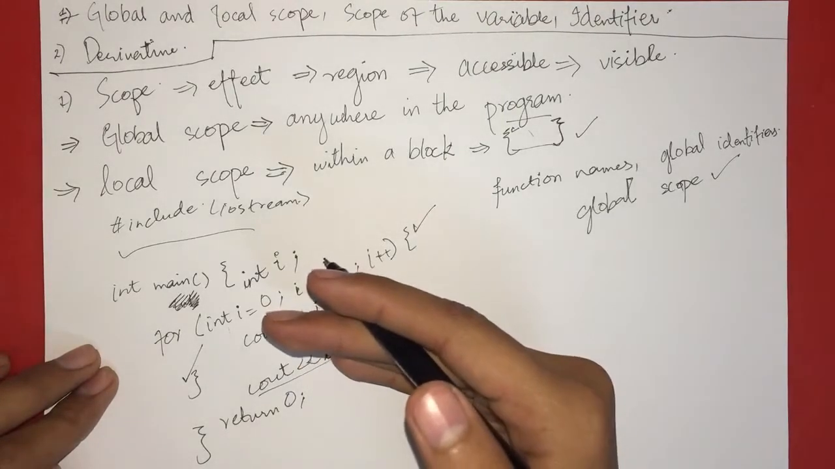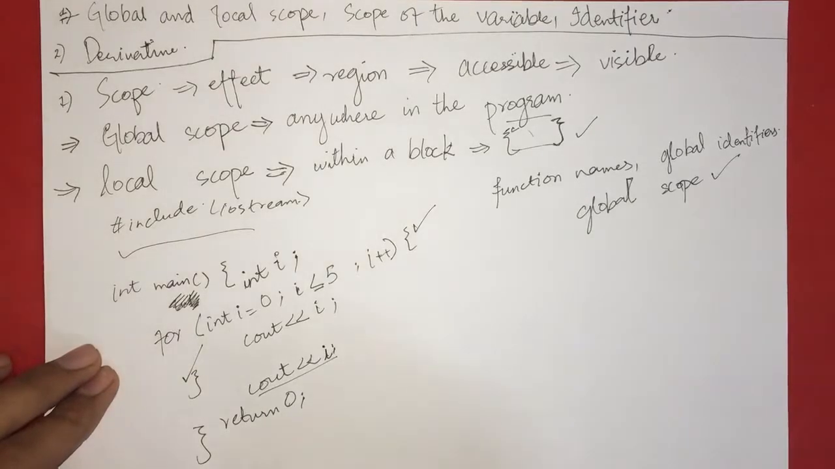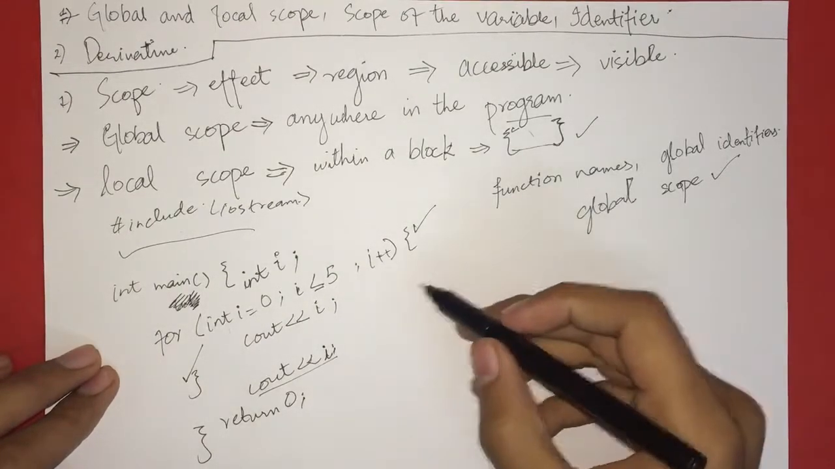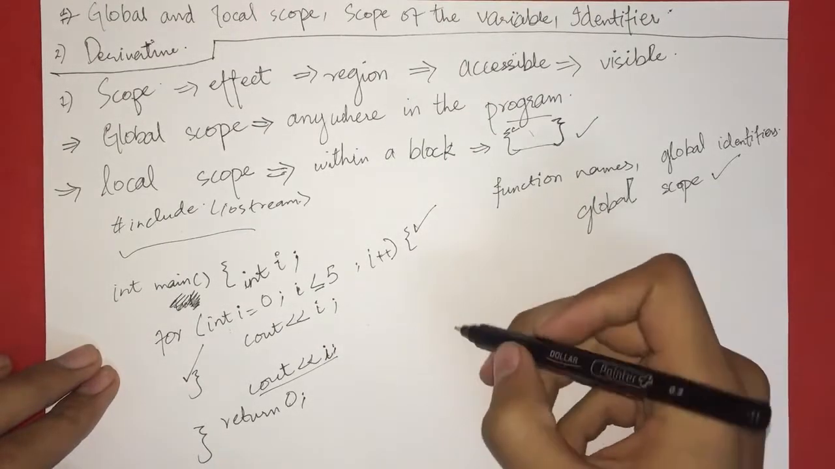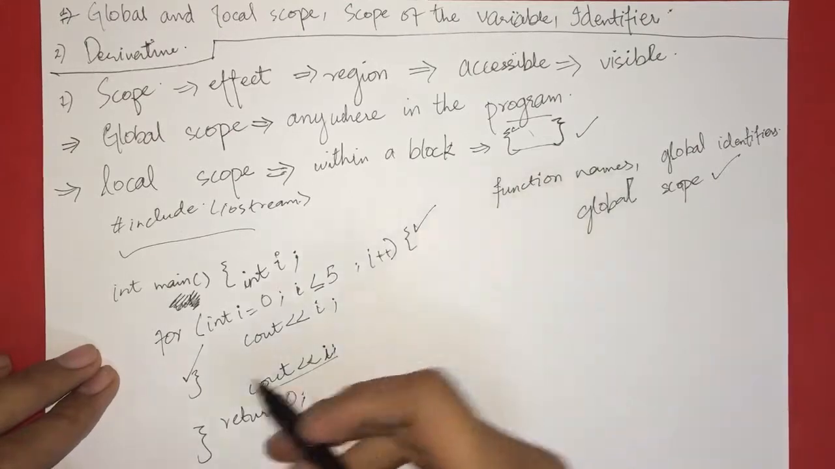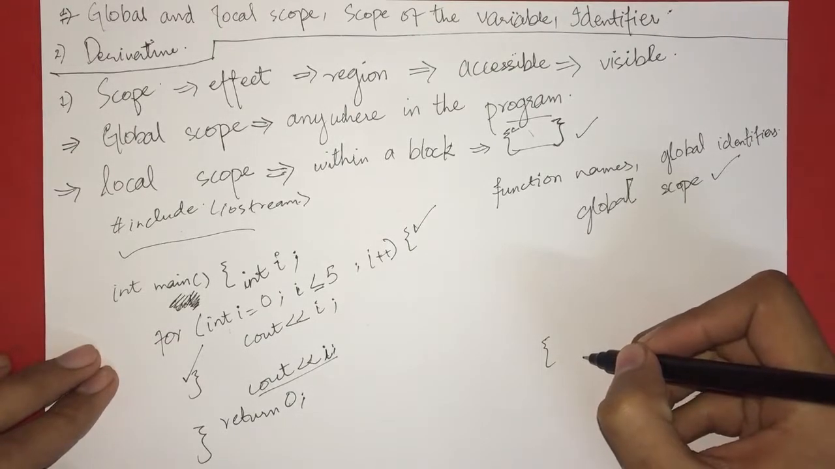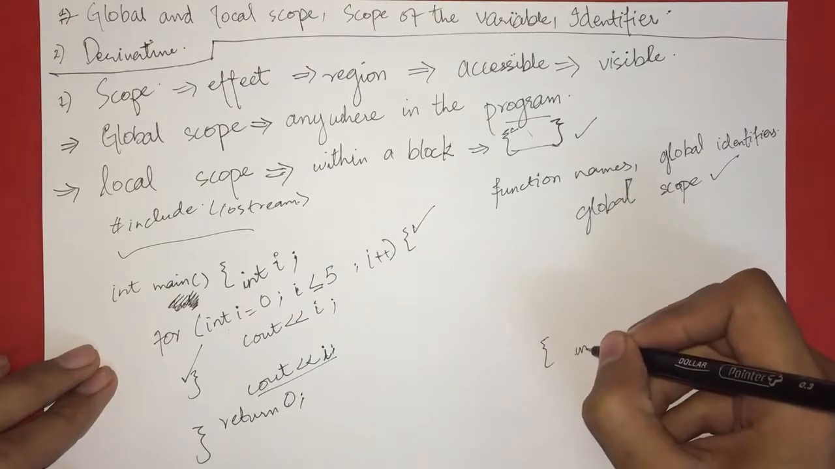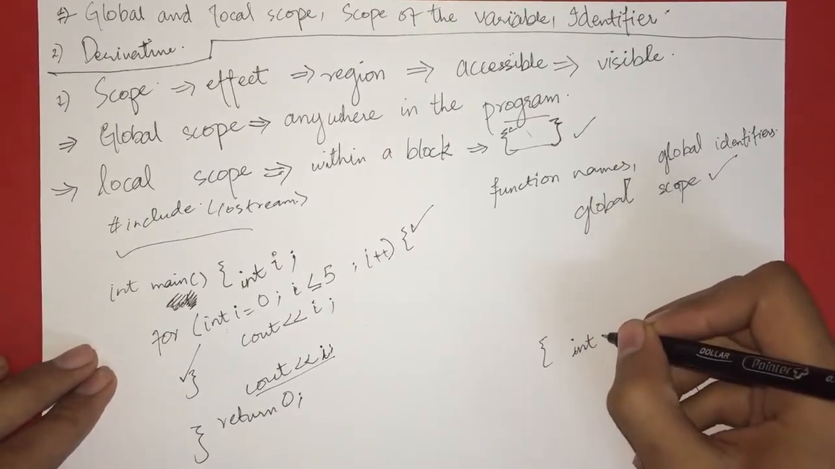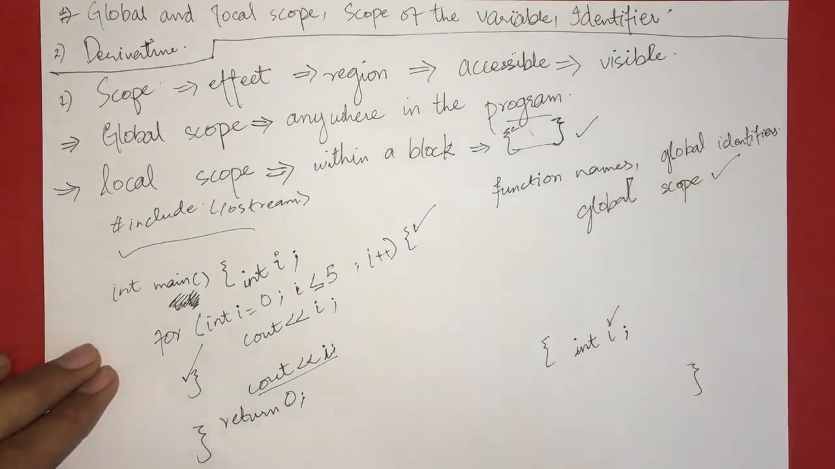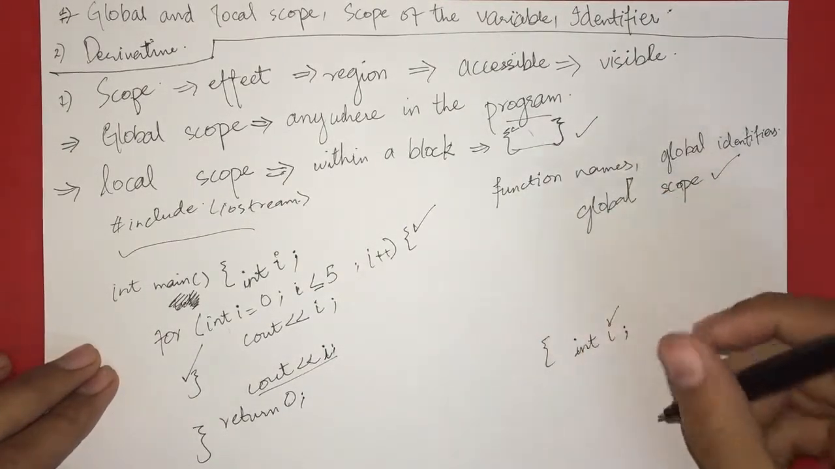Now, there are certain rules which you have to follow when you are working with the local and global scope of identifiers. For example, you have a function, or you have a block. You have a separate block right here, and you have a separate variable. So you declare int I here, and this is a local identifier. This int I is a local identifier, and this is a separate block inside function main.